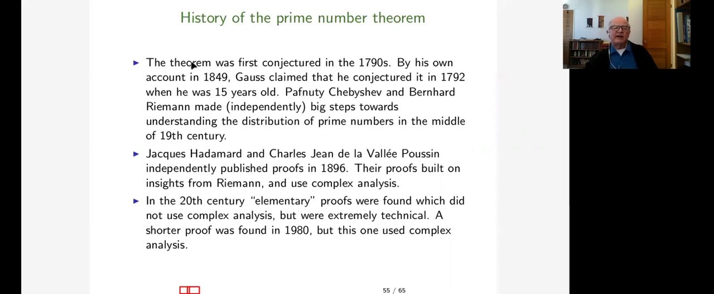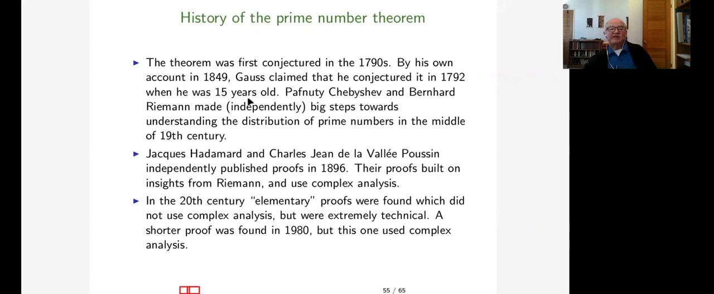Now, a little bit of history. When was this theorem, the prime number theorem, first stated? It was first conjectured in the 1790s, which is quite amazing. It's quite early in time when calculus wasn't so well developed yet. Now, Gauss, by his own account, claimed that he conjectured it in 1792 when he was 15 years old. We tend to believe Gauss. He was a serious mathematician and extremely gifted. And it is, if true, amazing. Whether he really stated it or not, we don't know.